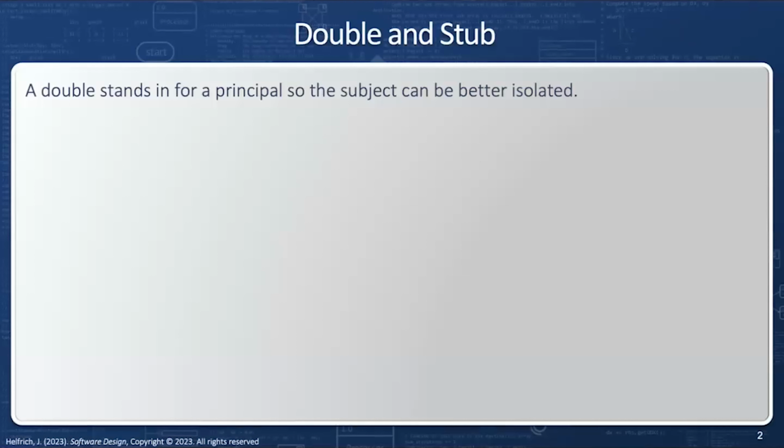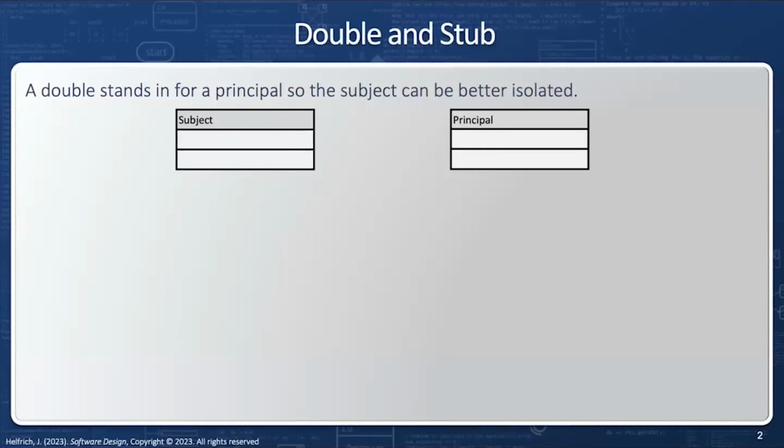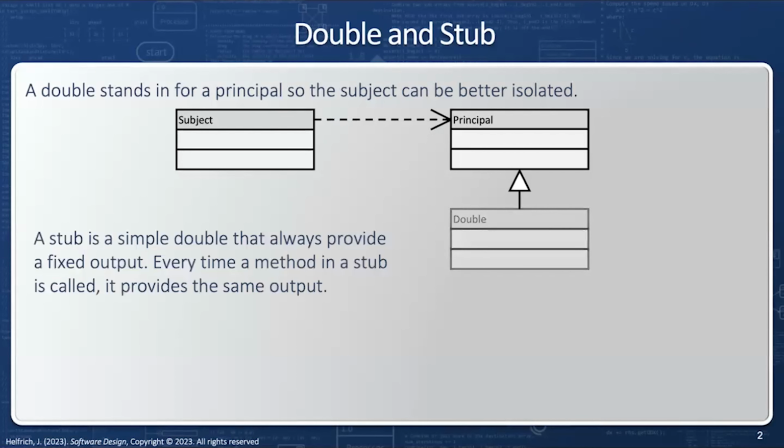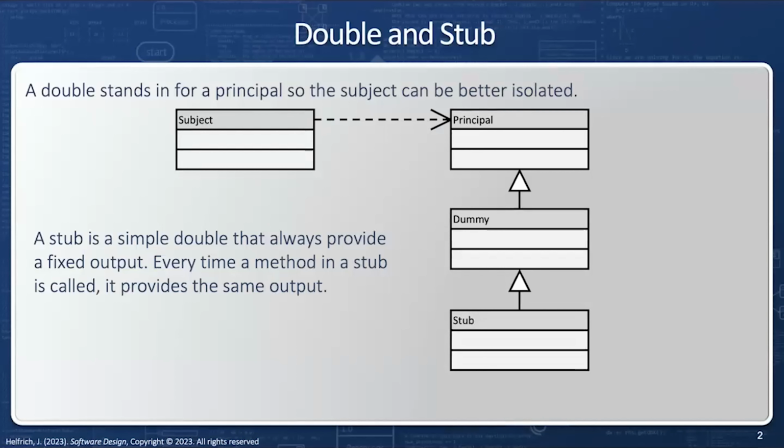A double stands in for a principal so the subject can be better isolated. Now, the subject is the thing we want to test, and unfortunately, this subject is related to the principal through something: inheritance, composition, aggregation, it doesn't matter. Now, what we want to do is create a double which inherits off principal, and we'll use a double instead of the principal. Now, in order to create a stub, I first have to make a dummy and then inherit the stub off of it.